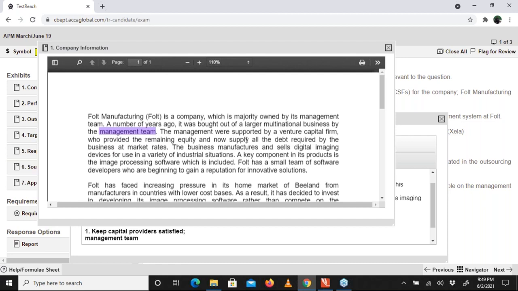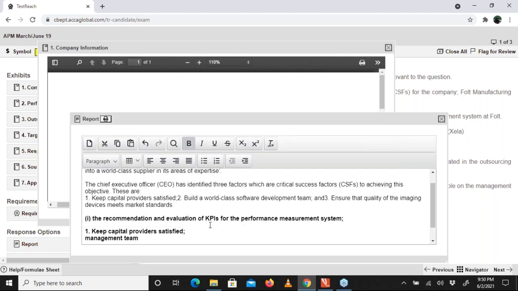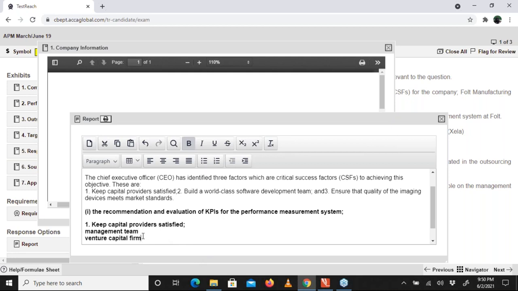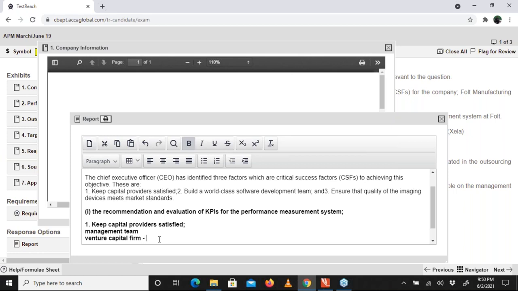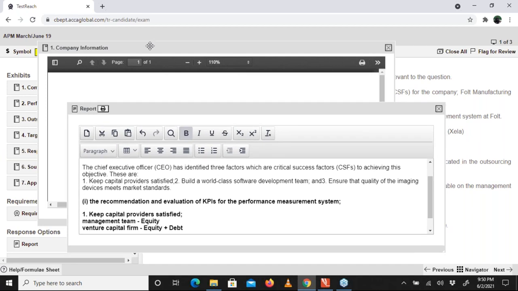Who is the next one? The management team were supported by a venture capital firm who provided the remaining equity. So there's a venture capital firm also. They provided the remaining equity and now supply all the debt required. So this venture capital firm provided equity plus they supplied debt, and the management team only supplied equity to the business. What am I doing? I'm just listing down the key information so that I'm ready for the answer.